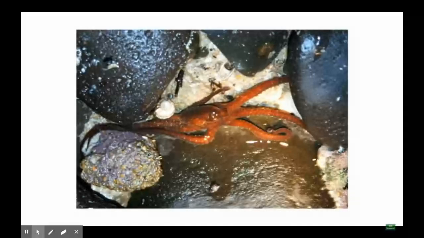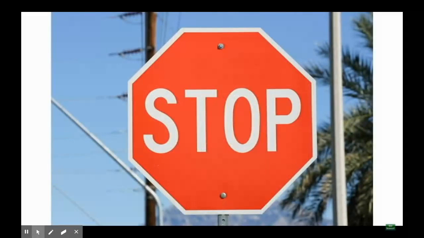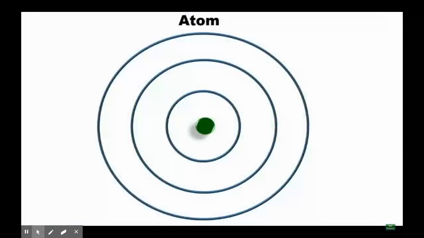The word octet means a group of 8. For example, an octopus is an animal with 8 legs. An octagon is a shape with 8 sides. So let's look at a model of an atom.